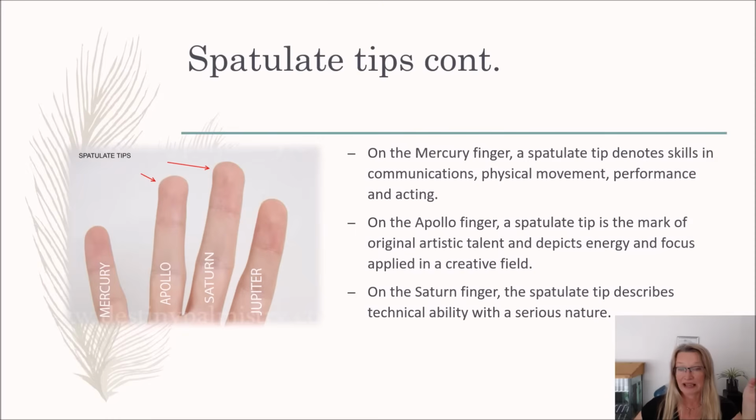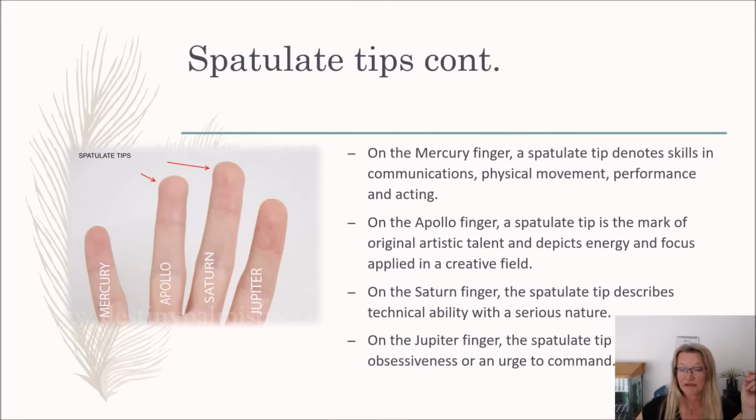On the middle finger, the Saturn, the spatula tip describes technical ability with a serious nature. On the Jupiter finger, the spatula tip shows more of the obsessiveness and an urge to want to command other people.